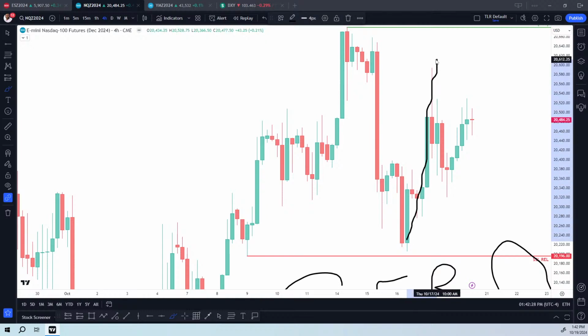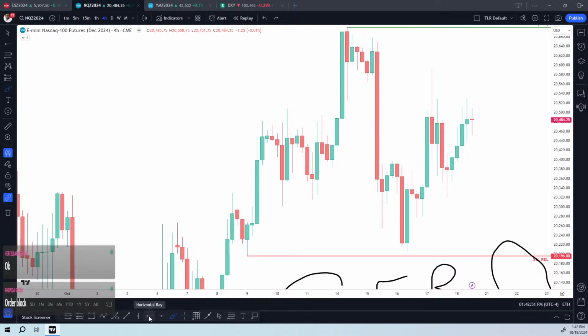Okay, on expansion right there, what is expansion tied to? What is expansion linked with? Order blocks. It's linked with order blocks. What does an order block give you? It starts with a C. Consolidation? What does the order block give you? Consolidation is linked to what? Equilibrium. Okay, right.